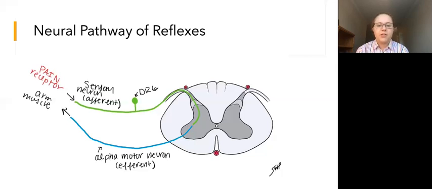The sensory afferent directly synapses with an alpha motor neuron. The alpha motor neuron is referred to as the efferent neuron because it goes away from the spinal cord. In the hot pan scenario, the sensory afferent activates the alpha motor neuron to produce muscle contraction, which allows you to pull away from the hot pan without even thinking about it.